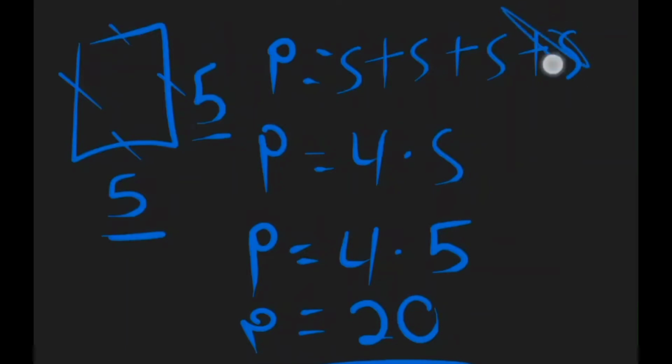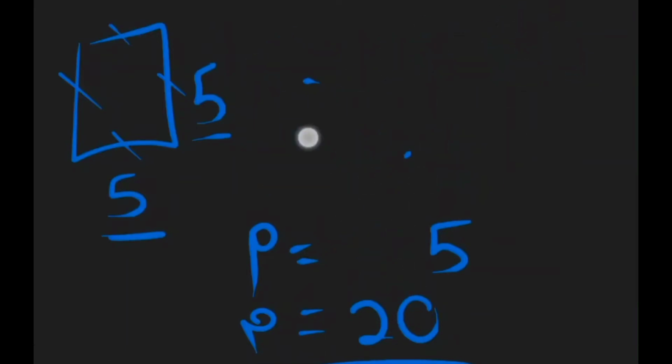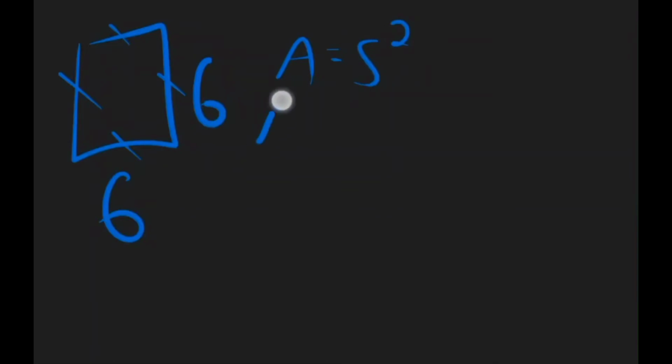Now we'll run through and do another problem here. Okay, so for this next square, we're going to change the side to 6. So again, since it's a square, the other side is also 6. So area equals s squared. Area equals 6 squared. The area of this square is 36.